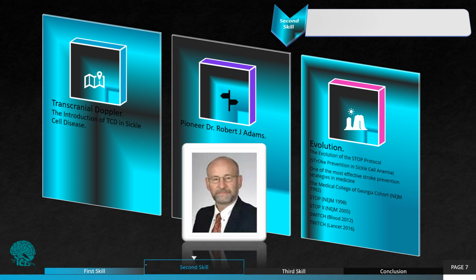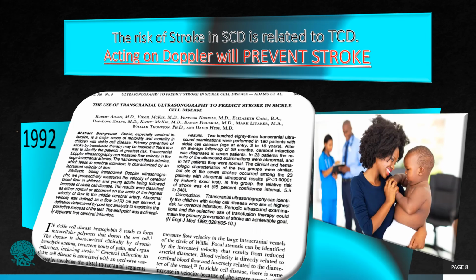From the Medical College of Georgia cohort in 1992, STOP in 1998, STOP 2 in 2005, SWITCH in 2012, and TWITCH in 2016. Once it was clear the risk of stroke in sickle cell disease was related to transcranial Doppler, then acting on Doppler will prevent stroke.